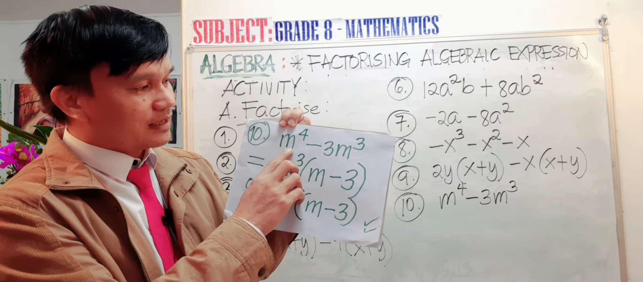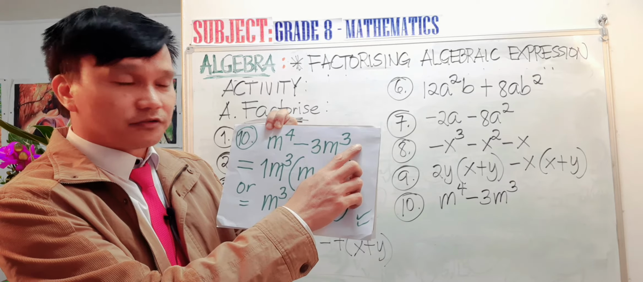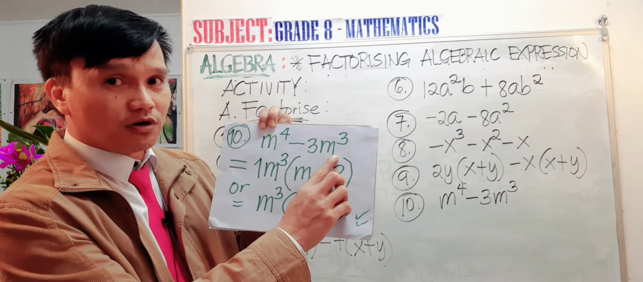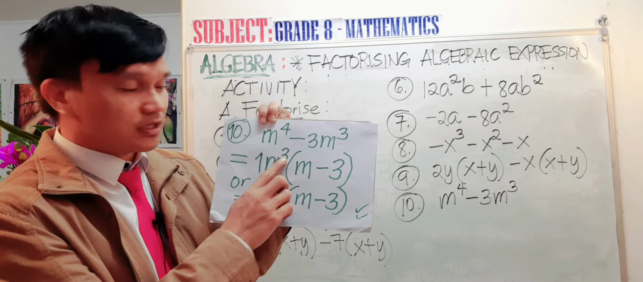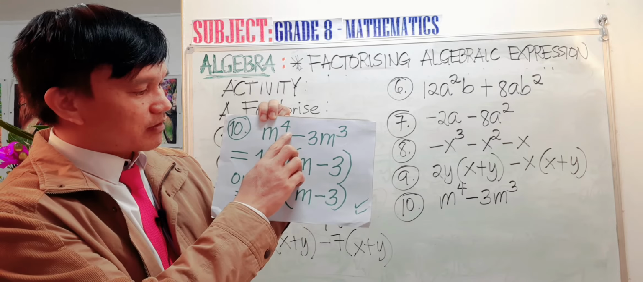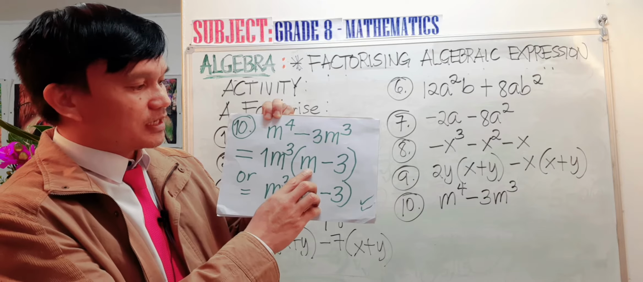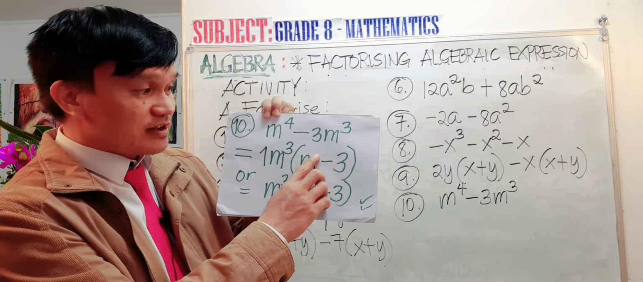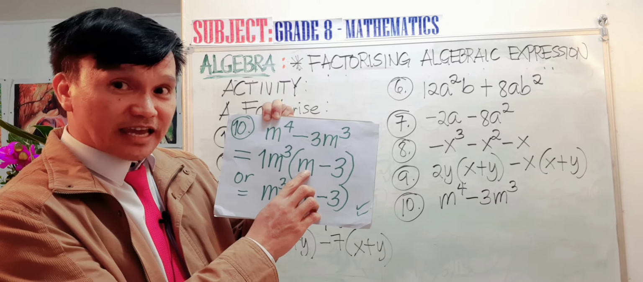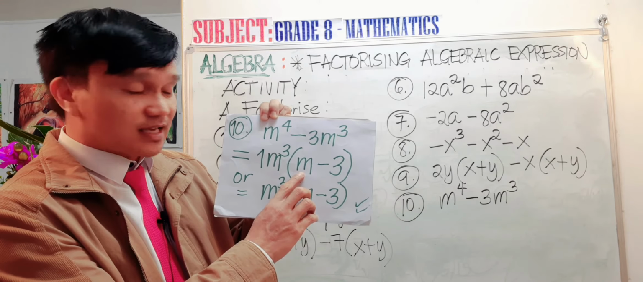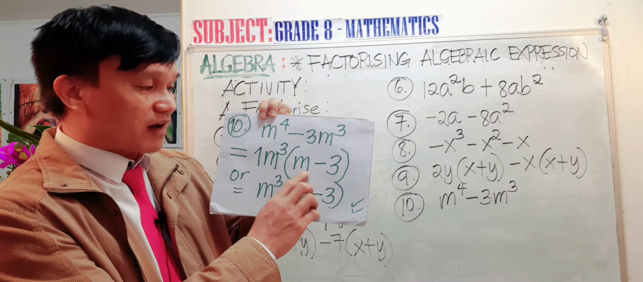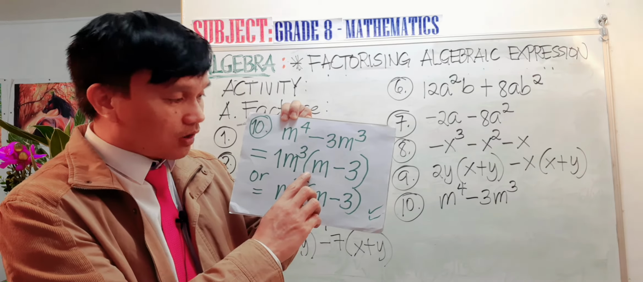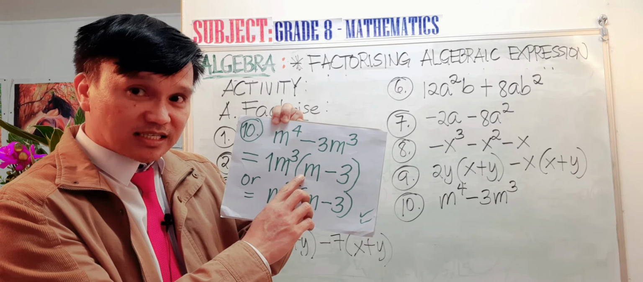Okay? And m to the power of 4, m to the power of 3. So the highest common factor between these literal coefficients m to the power of 4 and m to the power of 3 is m cubed. So now you have m to the power of 4 divided by m to the power of 3 is equal to m to the power of 1, or simply m. I did not write power 1 here anymore because, like what we have discussed, a base or a variable that stands alone is understood to have a power of 1 or understood to have a numerical coefficient of 1.